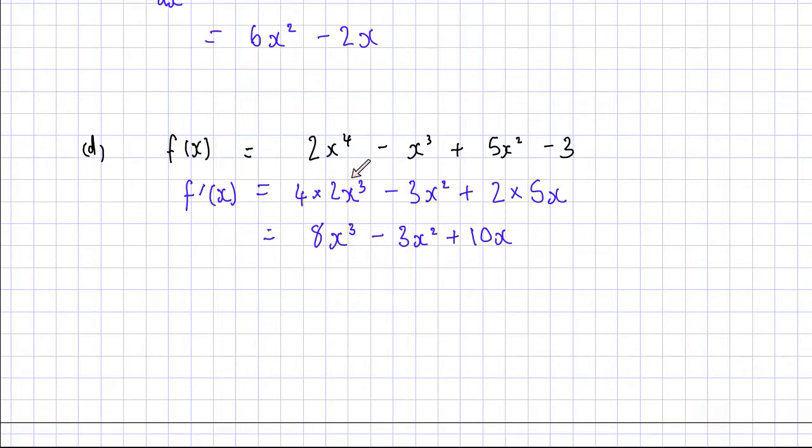Now, you don't have to write this middle step. You can just think, okay, 4 times 2 is 8. And if I minus 1 from this power, it's going to be x to the power of 3. And then the 3 comes down here, and minus 1 from the power. And here, 2 times 5 is 10. Minus 1 from the power, you're just going to get x there. Okay, so this is how you differentiate.